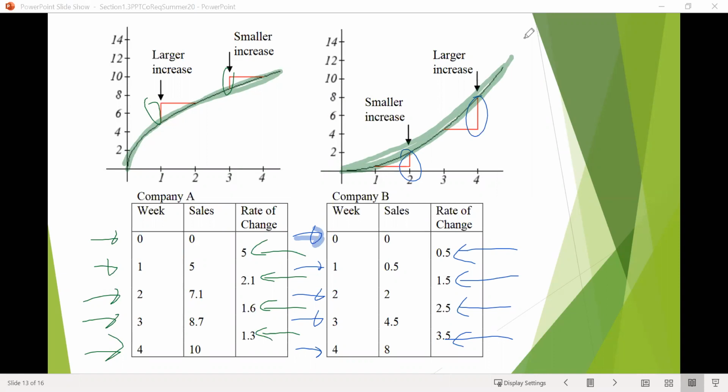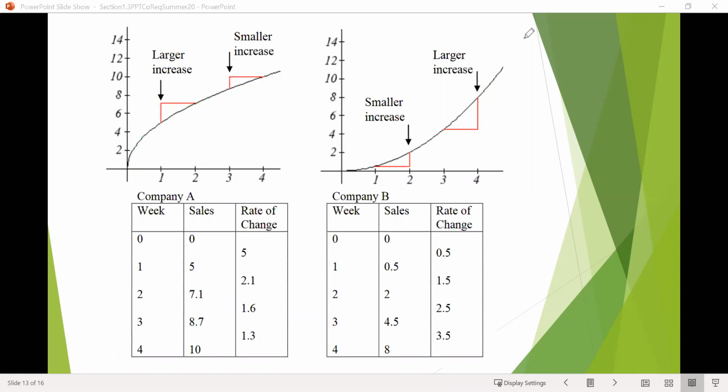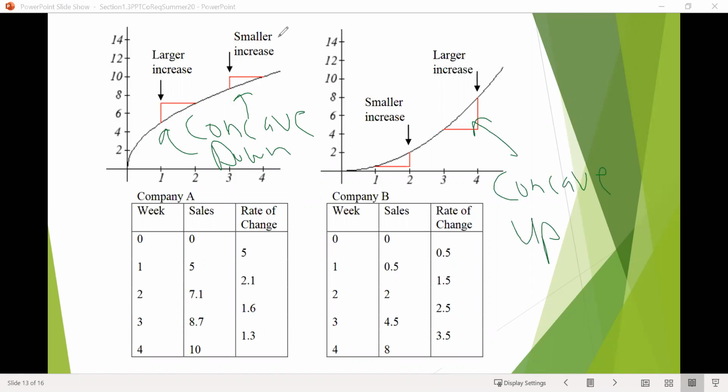Okay, well, these are examples of concave down and concave up. So the one on the left here, this is what we call concave down. And that's because the rate of change is decreasing, but really what we're focused on here is that the curvature is facing down. And this one here is concave up, because it's got that curvature facing up now, or the cup is kind of facing up.